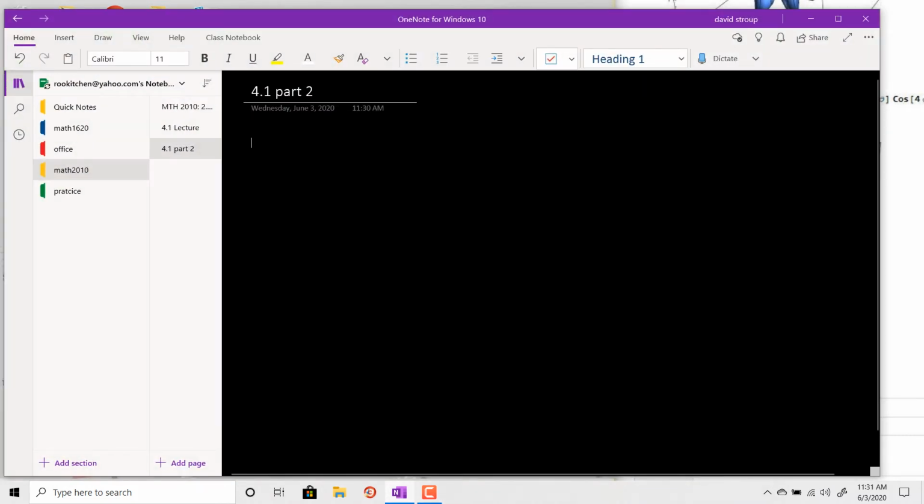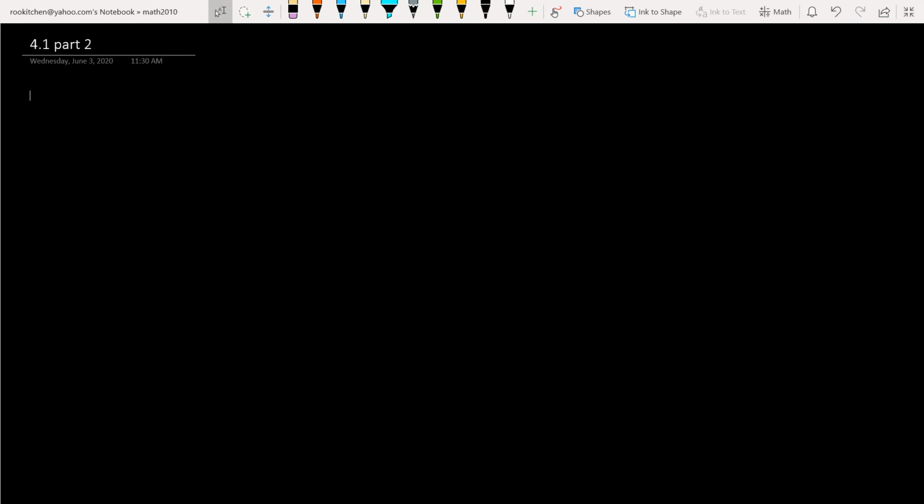Okay, this is now 4.1 part 2, the second part of the notes on the introduction to direct proofs. So this is section 6. Still getting used to the pen writing mechanism I have. Okay, so proving universal and proving existential statements.